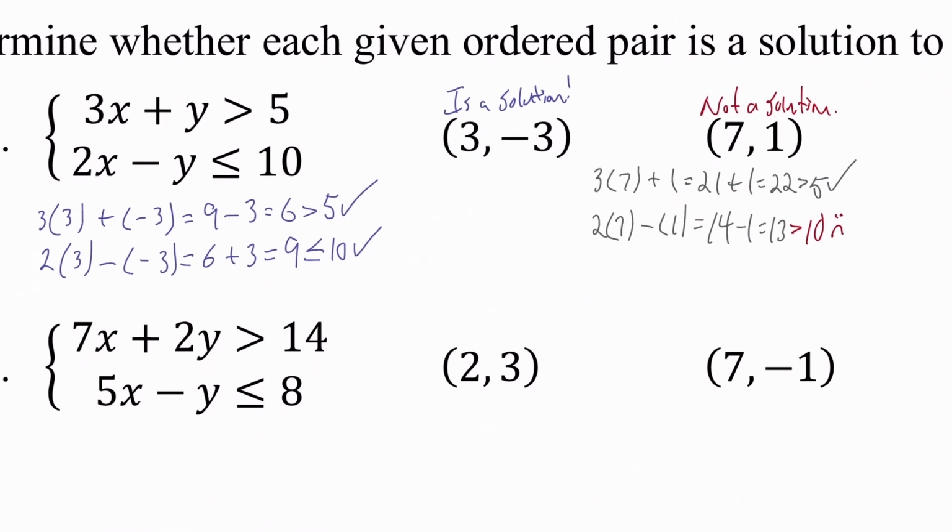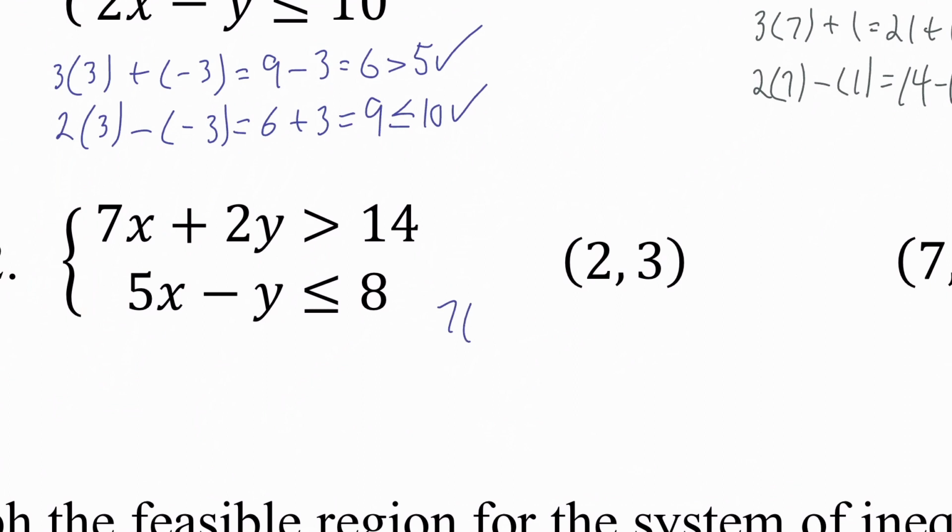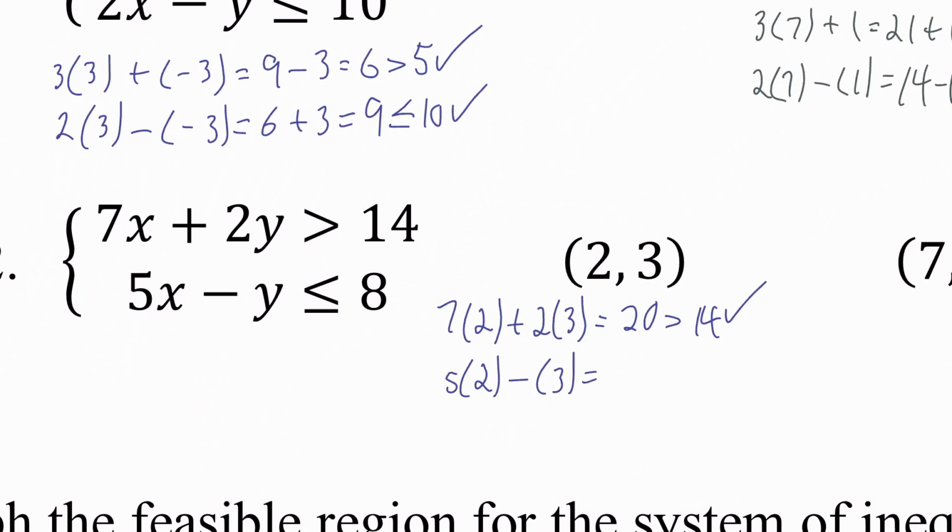And then the other one is basically the same thing. So plugging in 2 comma 3, so 7 times 2 plus 2 times 3. So 14 plus 6 is 20, which is greater than 14. That checks out. 5 times 2 minus 3. So 10 minus 3 is 7, which is less than or equal to 8. So that checks out. Great.